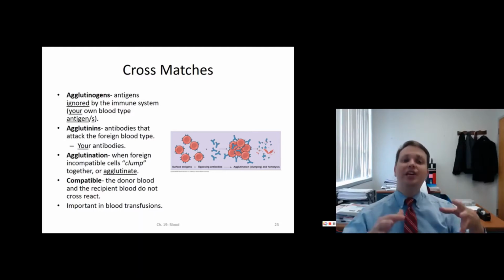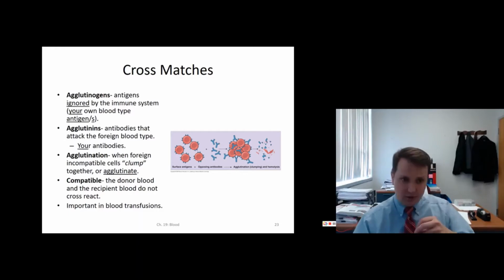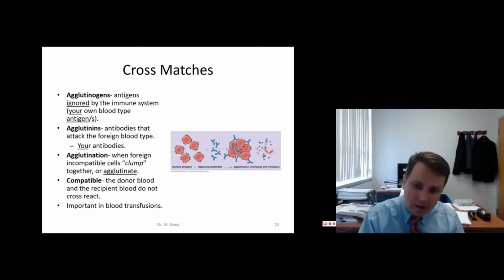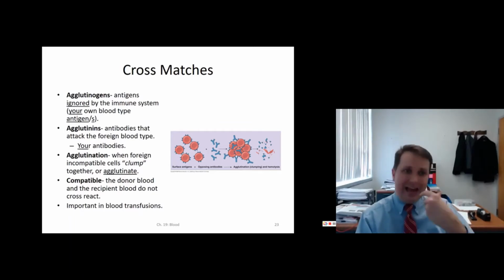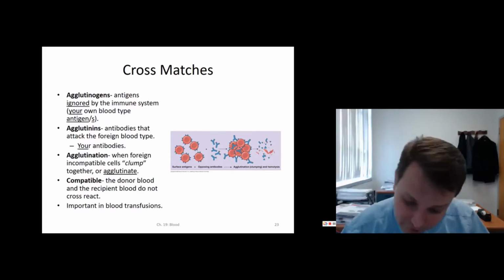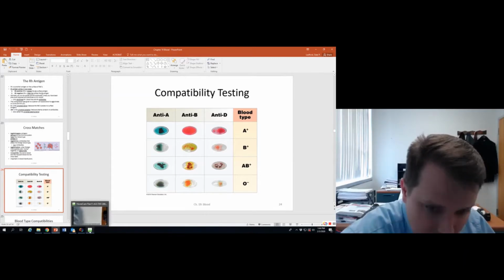The agglutinins are what we call the antibodies, the antibodies of your plasma. Agglutination is when your agglutinins come in contact with foreign, incompatible, or opposing antigens or agglutinogens, and they will clump and agglutinate. It's called compatible if they do not do this, if they do not cross-react, if they don't form an agglutination. And that's very important for blood transfusion. So let's look at this. This is something I will test you on this exam, so let's definitely hit that.